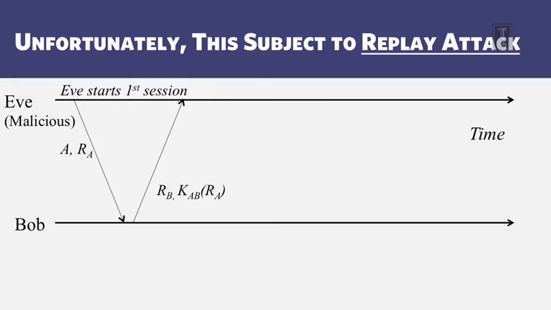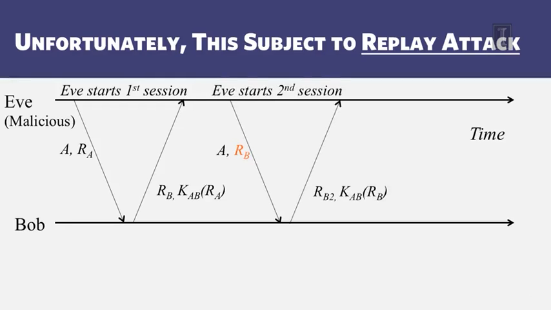How does Eve do this? Well, Eve starts a second session where Eve says, hey, I'm Alice. And in the second session, she reuses the same nonce RB that was sent by Bob. Okay. So at this point, Bob would send back a new nonce RB2, but also the encrypted version of RB encrypted with KAB. And this sequence of bytes can now be reused by Eve to finish the first session.